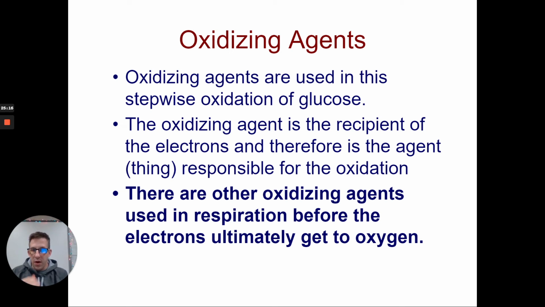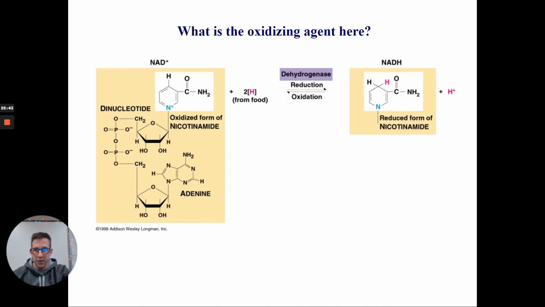There are other oxidizing agents used in cell respiration before the electrons will ultimately get to oxygen. There are many different chemicals between glucose and oxygen that these electrons are transferred to before they ultimately get to oxygen. Eventually they'll make their way to oxygen in many, many steps, but they hit all these other oxidizing agents in between. Okay?